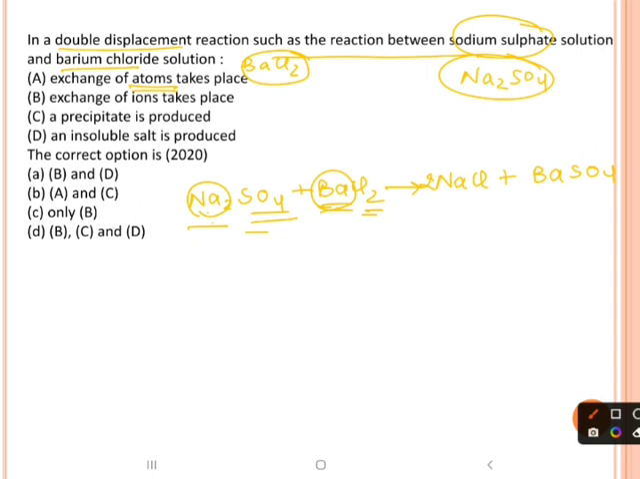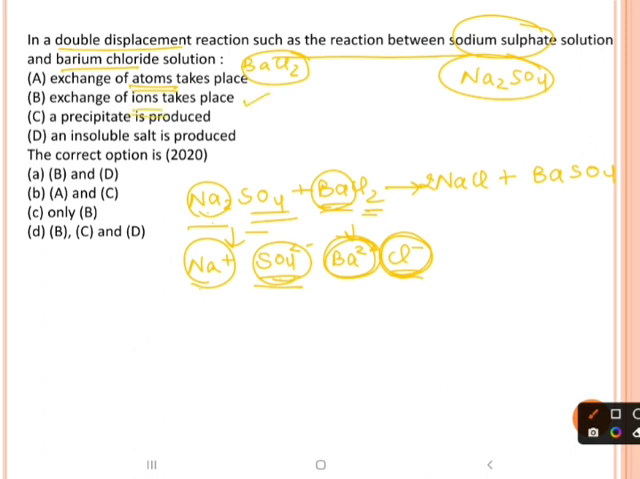What is that one thing that is very common? It is that when the sodium sulfate breaks, it will form Na+ and it will form SO4 2-. Similarly, here it will form Ba2+ and here it will form Cl-. So what is happening is the sodium ion is exchanging its sulfate ion for the chloride, and the barium ion is exchanging its chloride ion for sulfate. It means ion exchange is taking place, not atom. So this is correct. Second, a precipitate is formed. See students, this BaSO4, barium sulfate, which is formed is the precipitate only. And if it is a precipitate, it means it is not soluble, which means it is an insoluble salt.